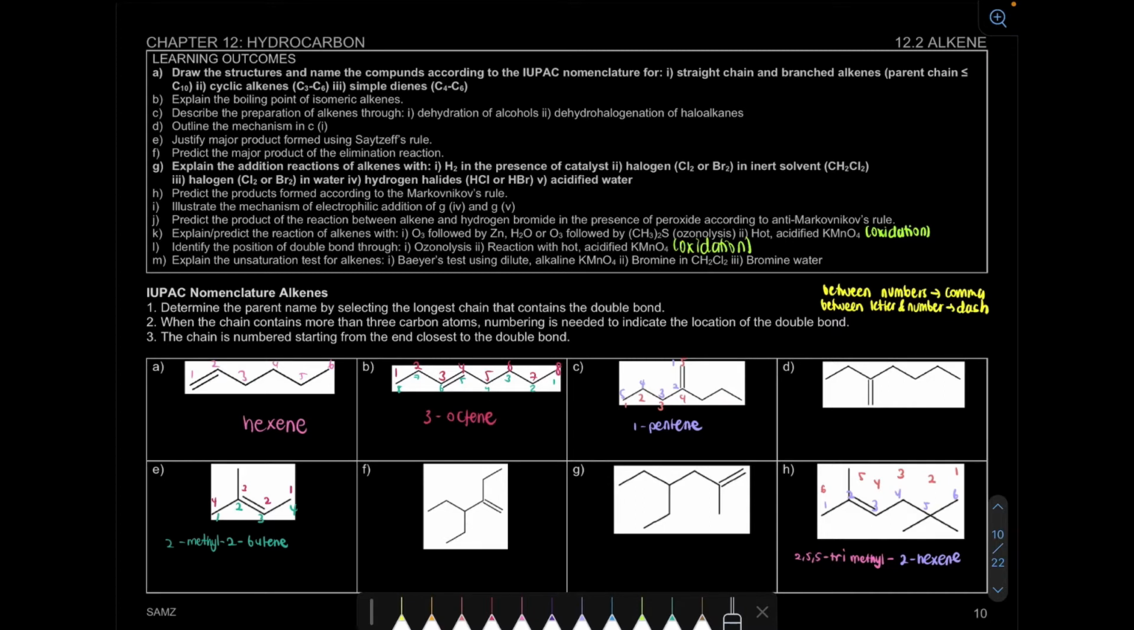So here we explain or predict the reaction of alkene with hot acidified KMnO₄. This reaction is called oxidation. Then we're going to identify the position of the double bond through the reaction with hot acidified KMnO₄, which is oxidation as well. This reaction is the same but not identical to ozonolysis. It is a little different.